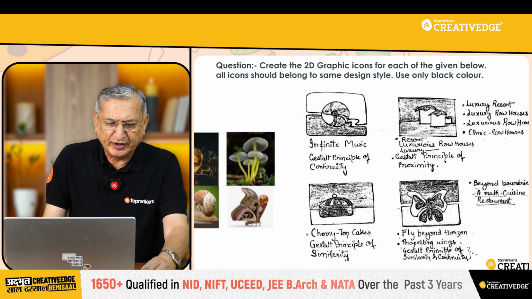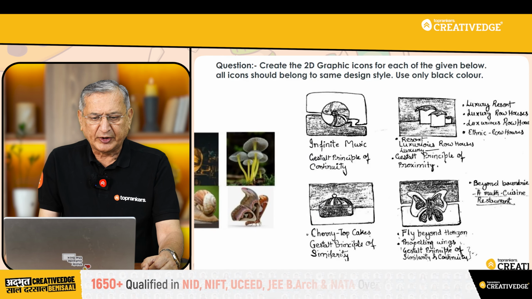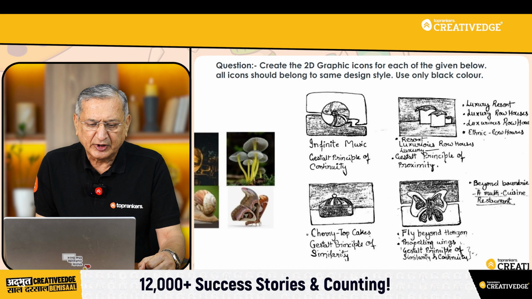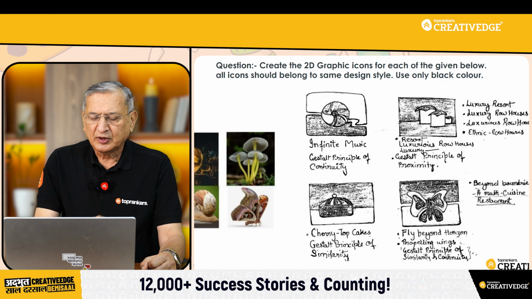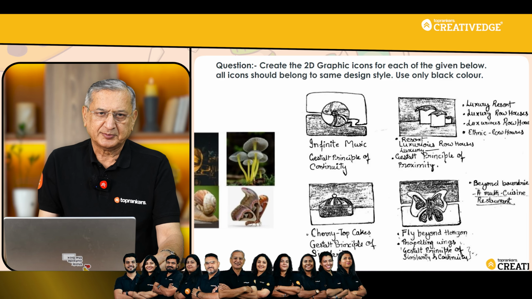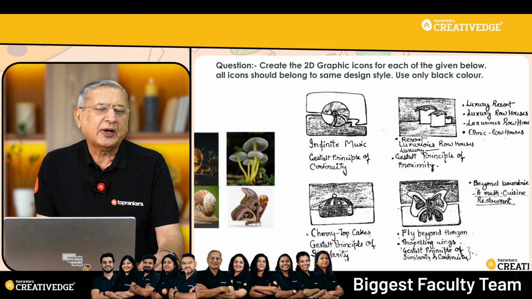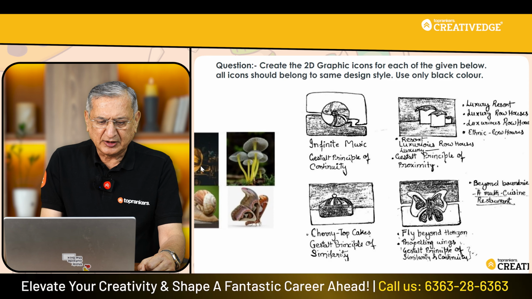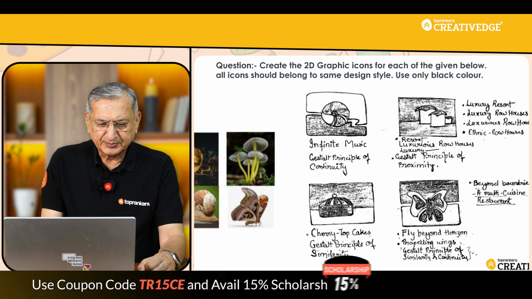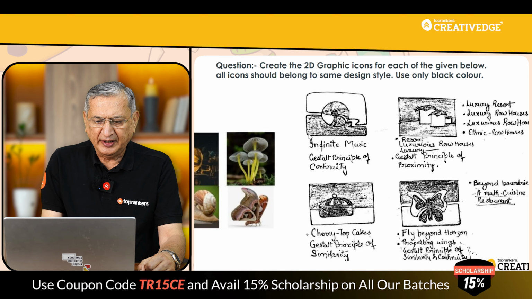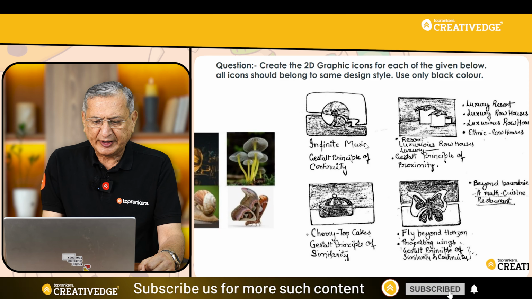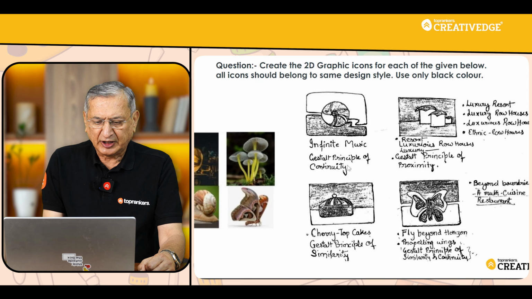In one of the examinations, these 4 pictures on the left hand side, the colored pictures, were given. The question was, create the 2D graphic icons for each of the given below. All the icons should belong to the same design style. Use only black color. That means the picture has to be black and white. This is manual designing. You can see from here the music, the gramophone, the logo design is like this. And the name given to the company was Infinite Music. The Gestalt principle that was used was continuity, the principle of continuity.